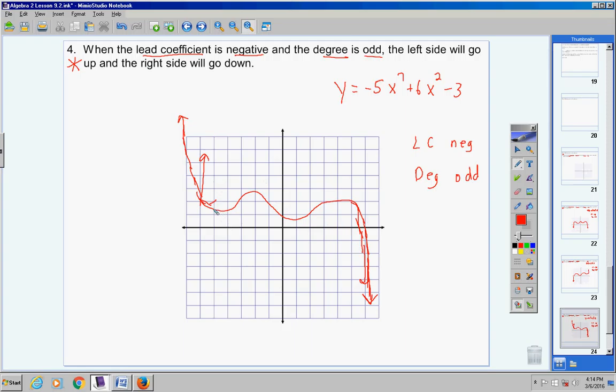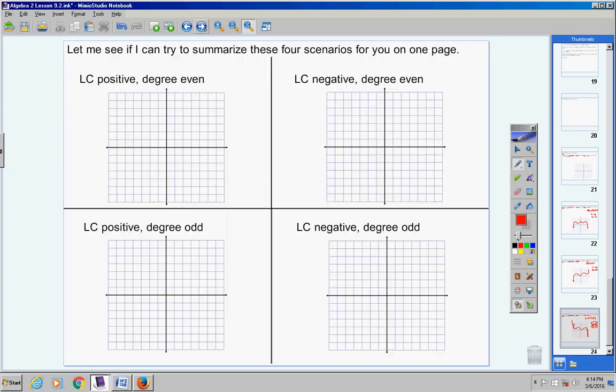So to the left going up, to the right going down, when your lead coefficient is negative and your degree is odd. So really with your notes open, this material is simple. You simply just look at what scenario you have and match it up with the proper characteristics. But when it comes to a test or a quiz, you're going to have to know this information. Now, let me see if I can summarize these 4 scenarios for you on one page, okay?